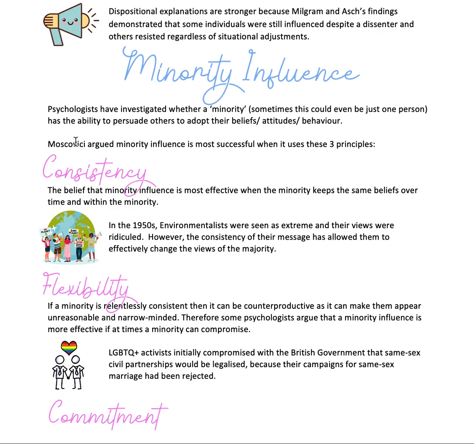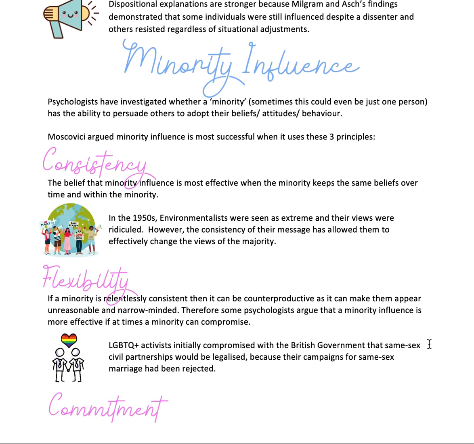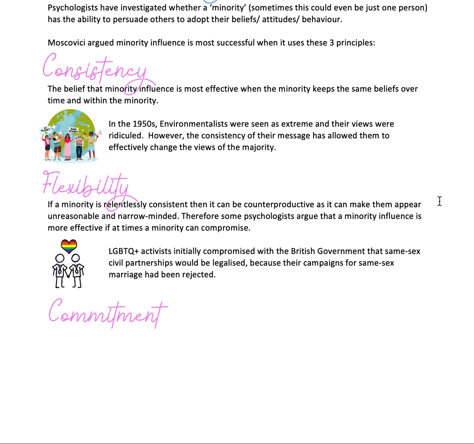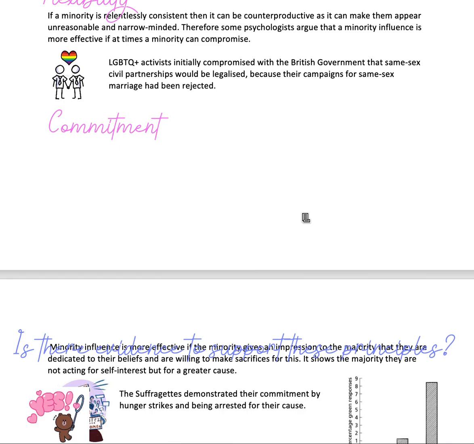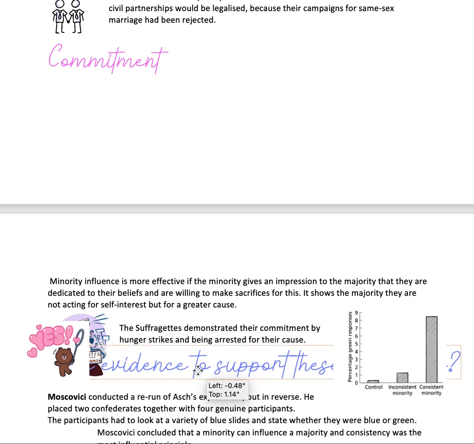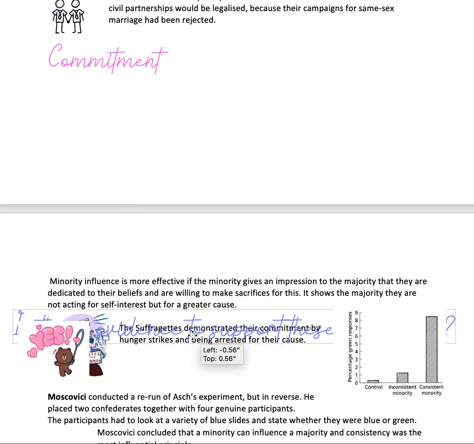Minority influence. So Moscovici is your key psychologist here. So he's talking about minorities. Can minorities have an influence on a group? And if they're going to be successful, they need to follow these three principles. So consistency, so maintaining the same message, repetition of the same message over and over again. Flexibility, it's about negotiations, it's about compromise, it's about meeting them in the middle. And then commitment, it's about making some kind of sacrifice to show that they are strongly invested in the cause.